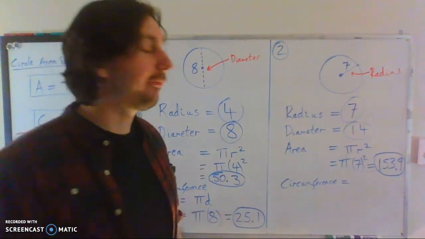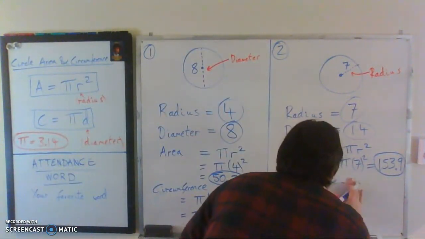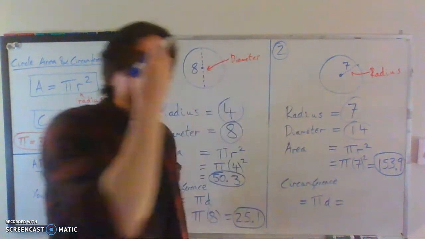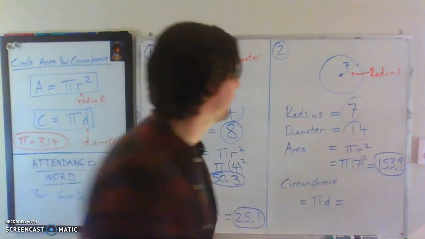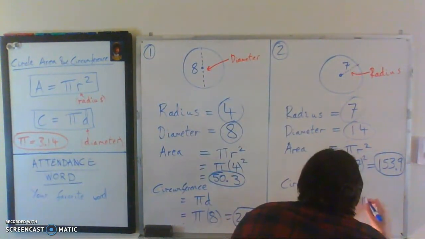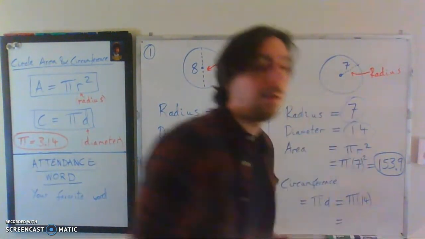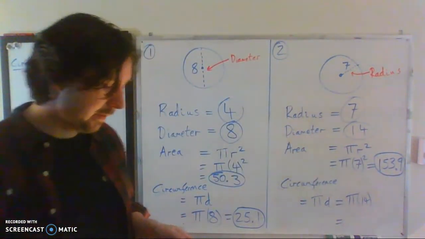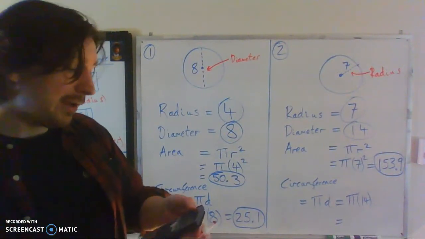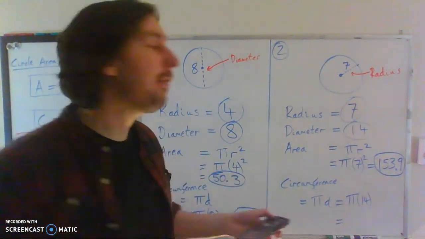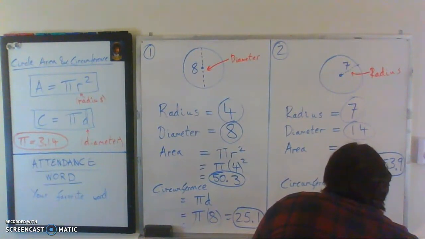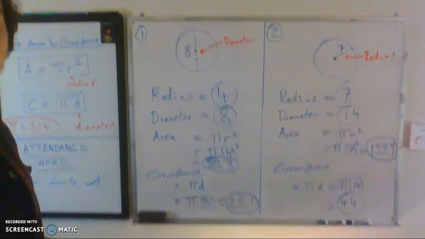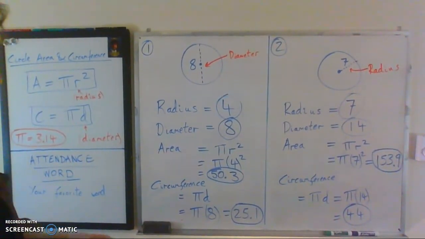And now let's do circumference. Again, we're using pi d, and my diameter for this one is 14. So I'm just doing pi times 14. On my calculator, when I do 14 times pi, I get 43.98. If I round that up, I'll get 44.0, or just 44. So that's all of question 1 and 2.